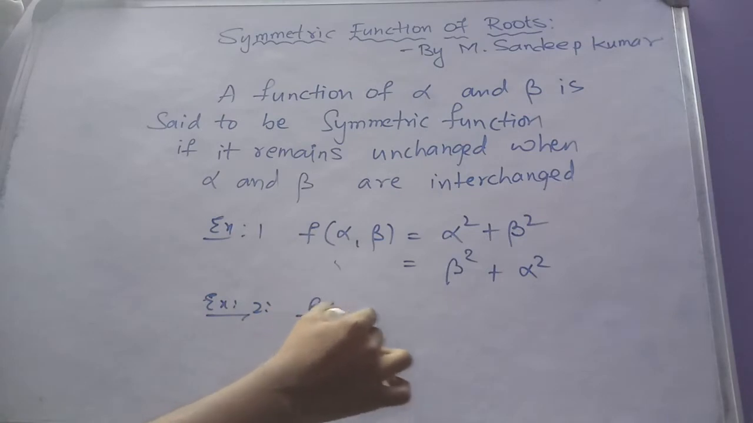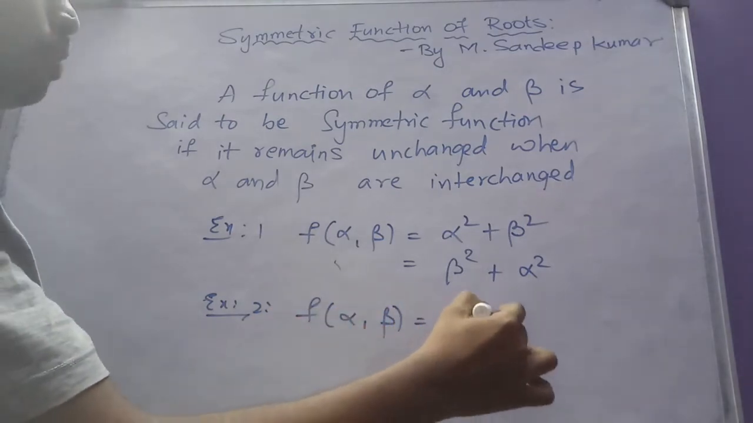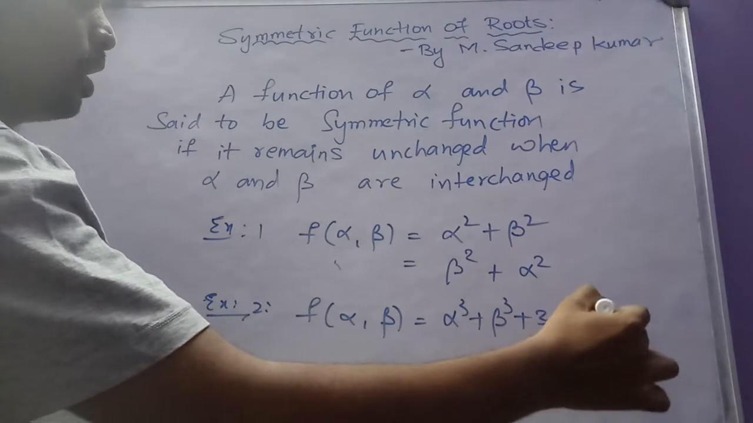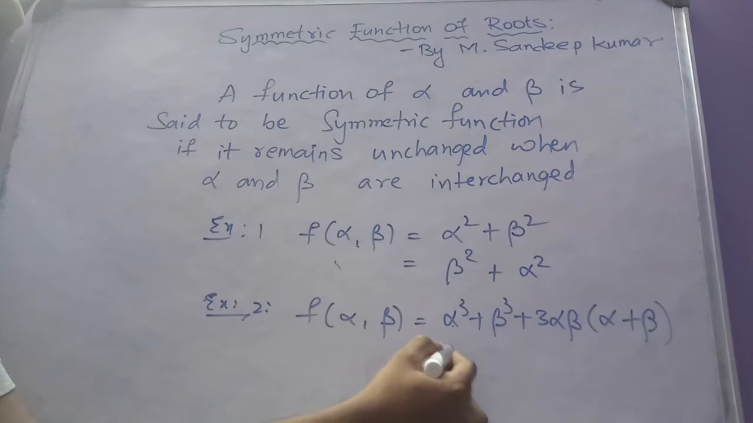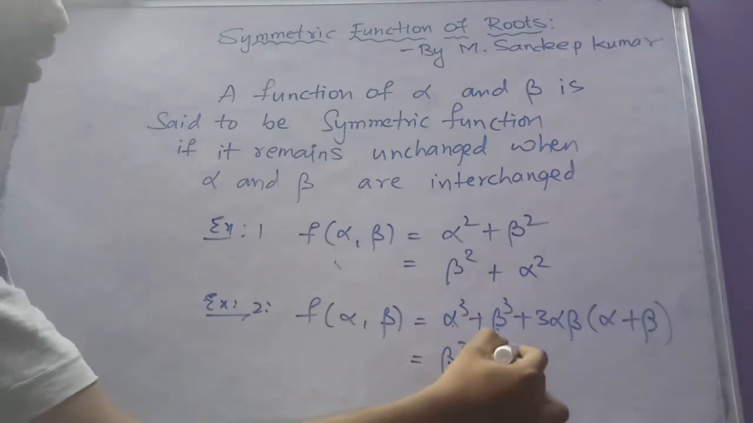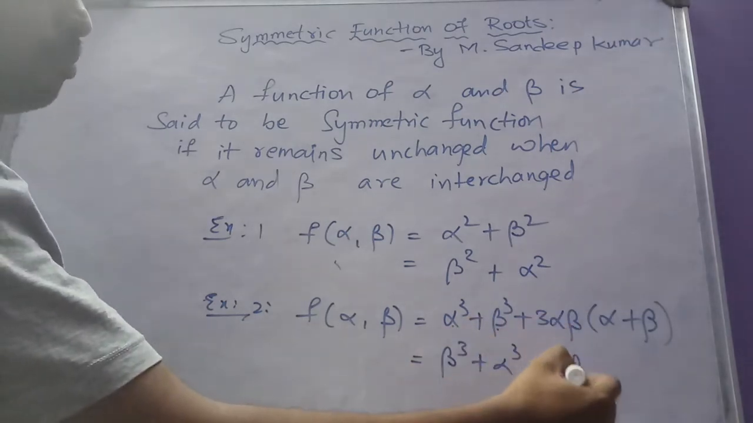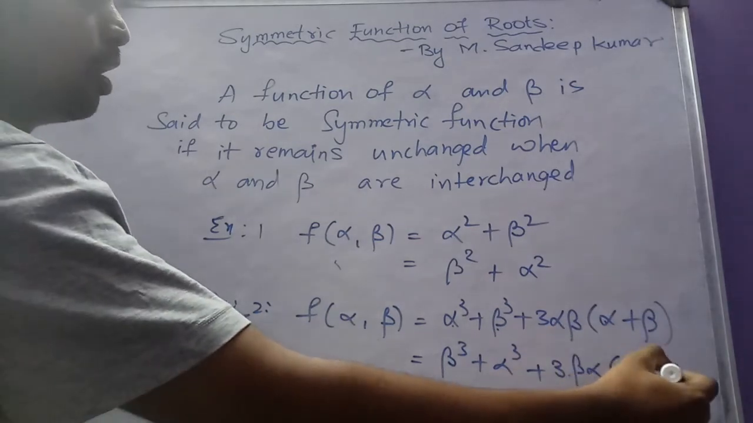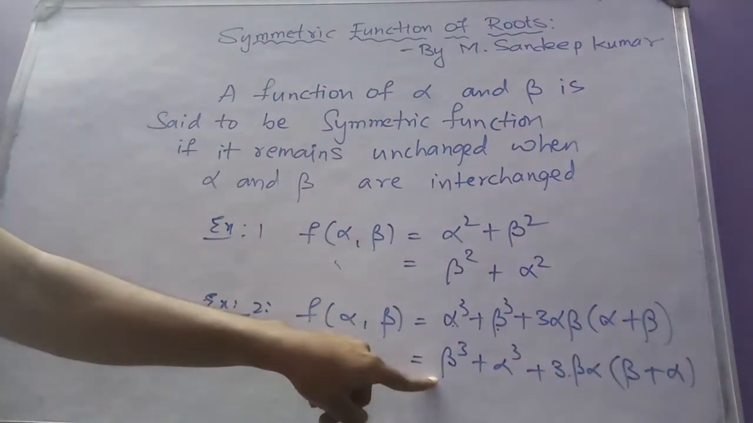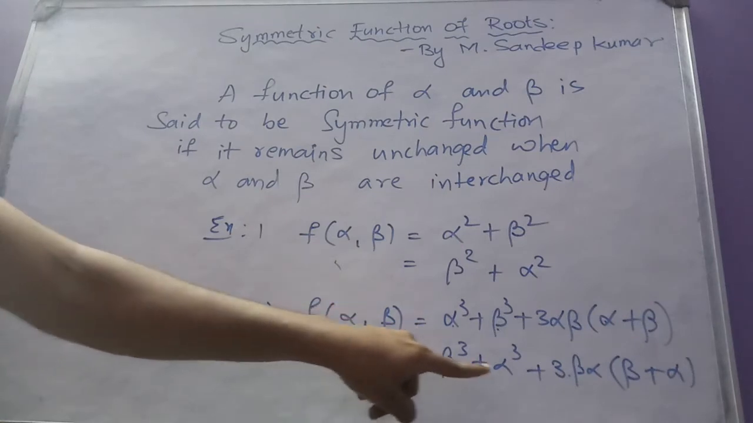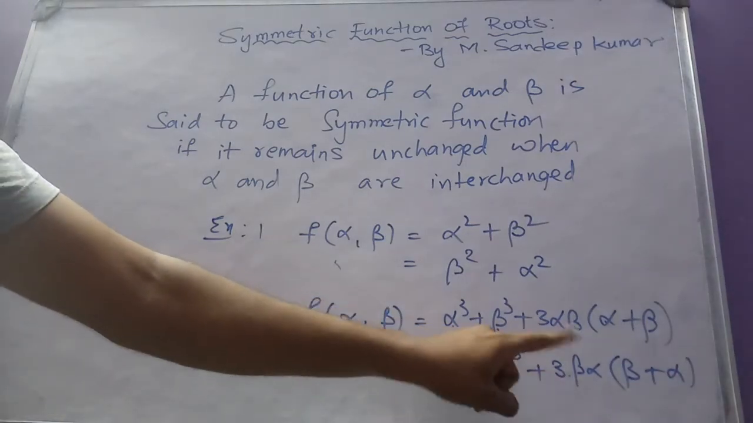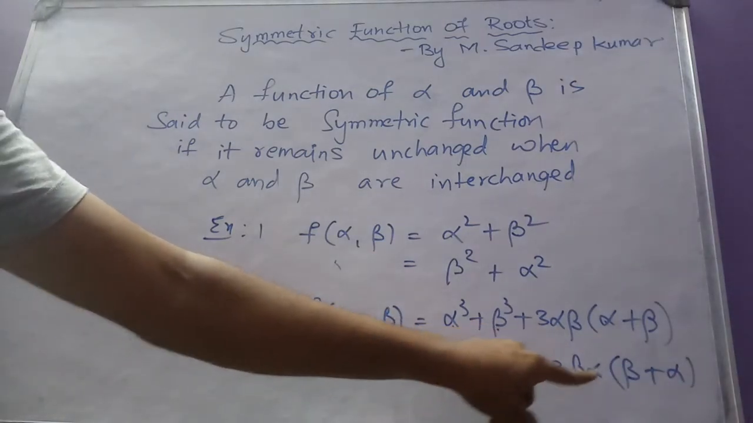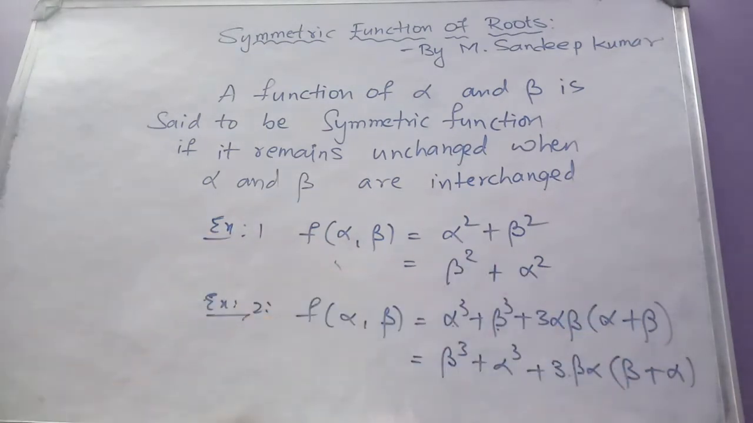So let us take f of alpha comma beta equal to alpha cube plus beta cube plus 3 alpha beta into alpha plus beta. Now check here. In place of alpha, I'll take beta, and in place of beta, I'll take alpha. So here also 3 into beta into alpha, and beta plus alpha. Do you observe any changes? Beta cube plus alpha cube and alpha cube plus beta cube are both the same. Here alpha beta and here beta alpha, both are the same. And here alpha plus beta and here beta plus alpha, both are the same. So there is no change at all in the function.